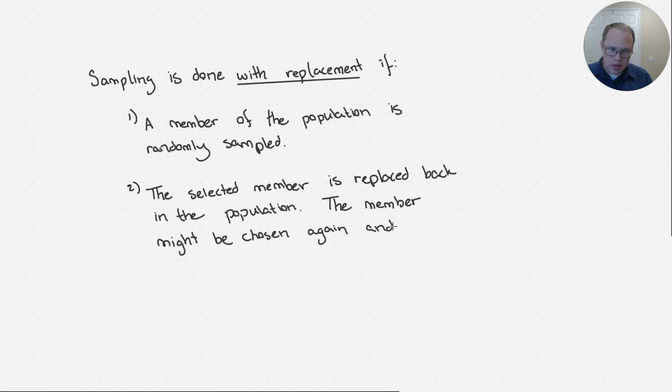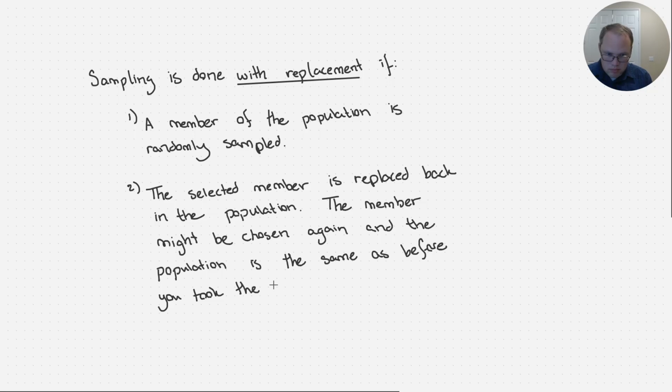And the population is the same as before you took the sample, or before you sampled the member. And then you repeat until you get your desired sample size. Okay, so let's think about cards as we think about an example.